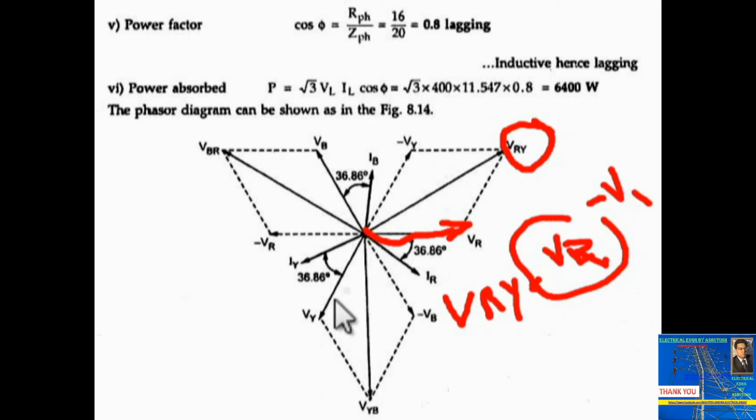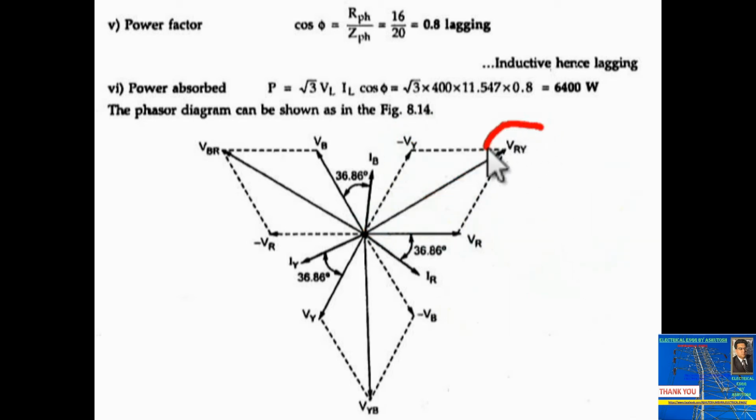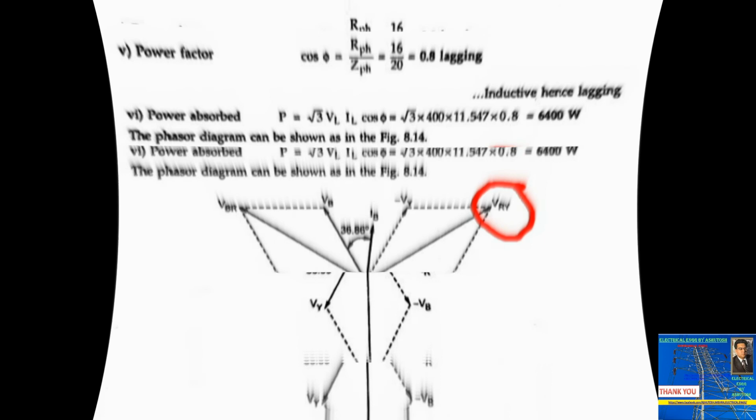We have VY in positive direction, so draw VY in negative direction. This will be your minus VY, and the resultant of these two phasors, VR and minus VY, will be equal to the line voltage. Join these lines, then it will be a parallelogram, and this will be your line voltage VRY. So that's how you can draw the phasor diagram for a star circuit.